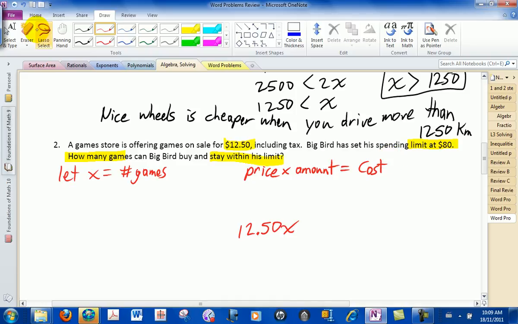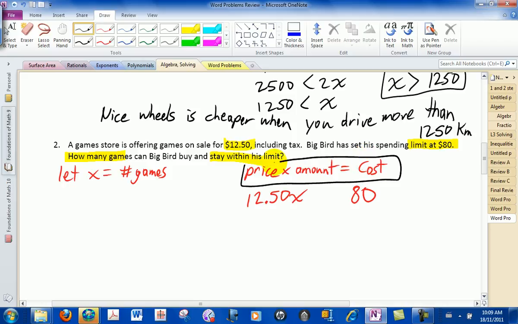Okay. So for our formula, the one side's 1250x. That's going to be the price times the amount. But what's the cost got to be? $80. But we don't have an equal sign, do we? No, because the question is asking how much for him to stay in his limit. So what kind of sign should we have?